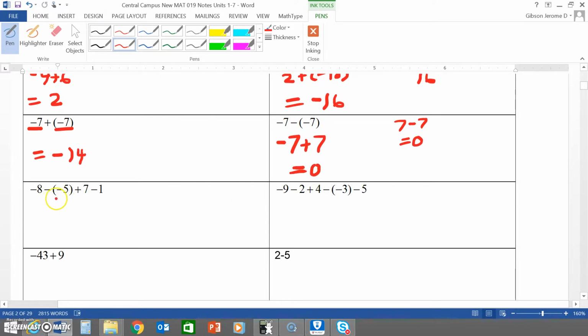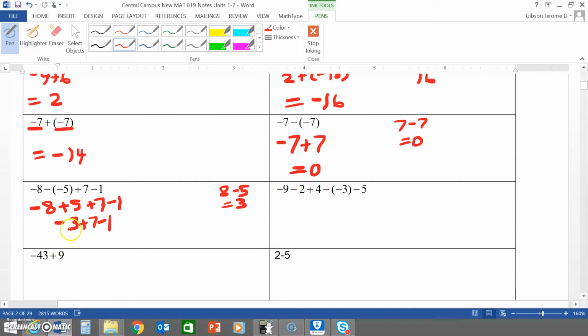Now we come down to this problem here. We have negative 8 minus a negative 5. So it would be negative 8 plus 5 and plus 7 minus 1. Now, negative 8 plus 5, again, we go off to the side. That would be the same as 8 minus 5, which is 3. But since 8 has the negative and is bigger than 5, this would be negative 3 plus 7 minus 1.